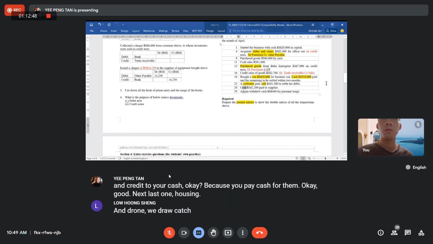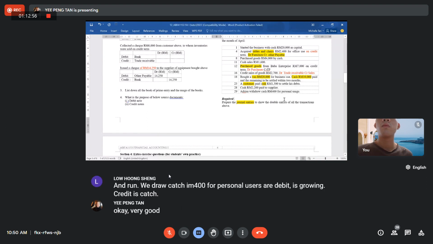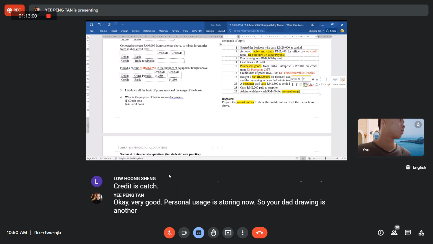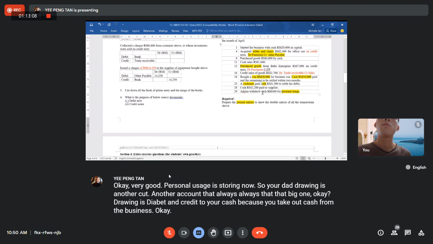Andron withdrew cash RM400 for personal use. Debit is drawing, credit is cash. Okay, very good. Personal usage is drawing. Drawing is another account that is always debit. Drawing is debit and credit your cash, because you take cash out of the business. So you credit your cash. All right, so I have already gone through the answers.